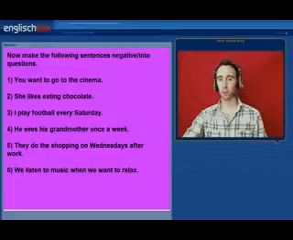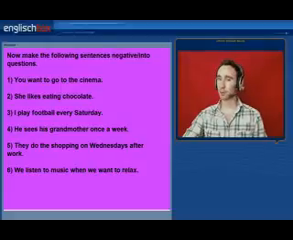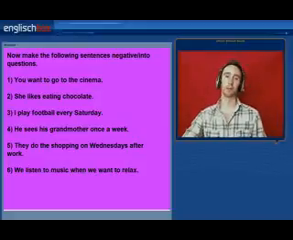Number 5, they do the shopping on Wednesdays after work. They don't do the shopping on Wednesdays after work. And do they do the shopping on Wednesdays after work? And number 6, we listen to music when we want to relax. We don't listen to music when we want to relax. And finally, do we listen to music when we want to relax?